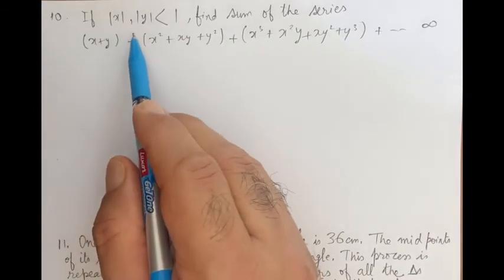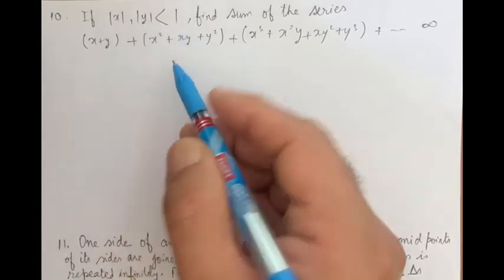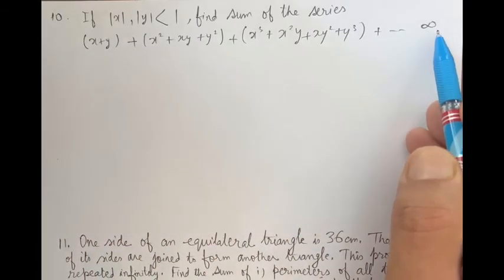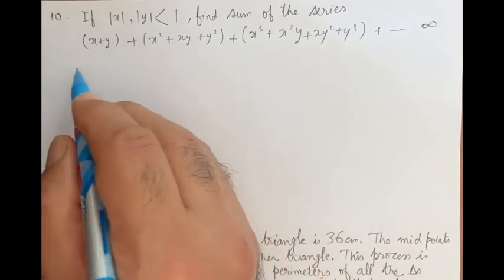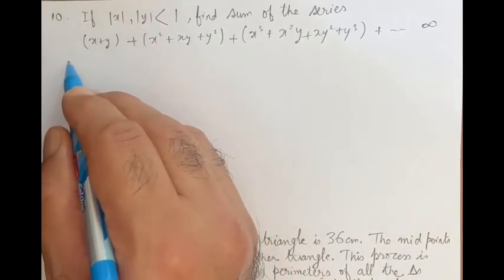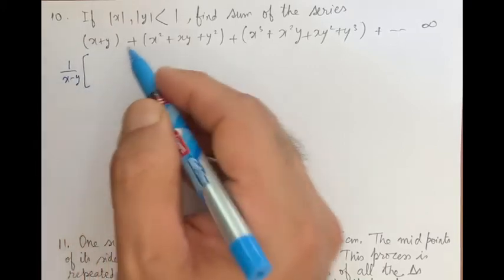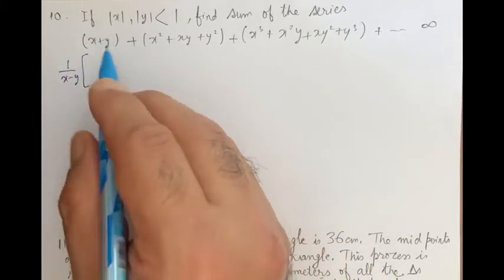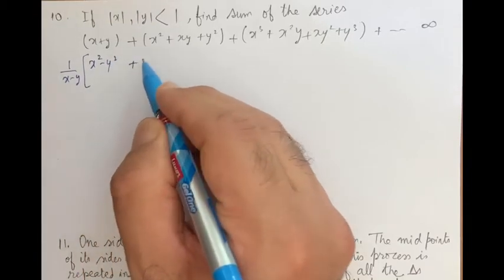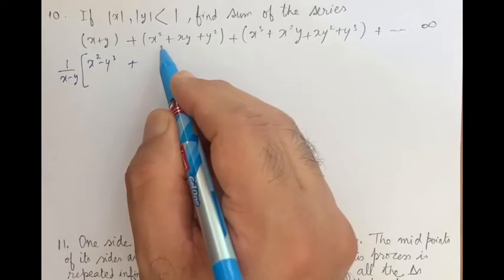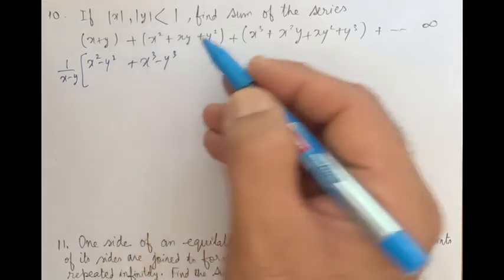We are given mod of x and mod of y each less than 1. We have to find the sum of this series up to infinity. So we observe that this is not a GP. But let's see. We divide each term by x minus y: x plus y into x minus y is x square minus y square. Next, this into this is x cube minus y cube.